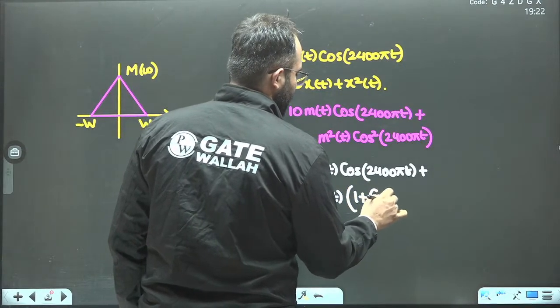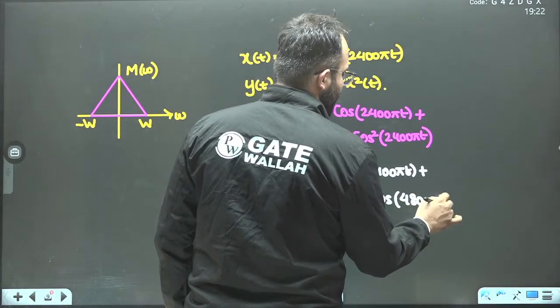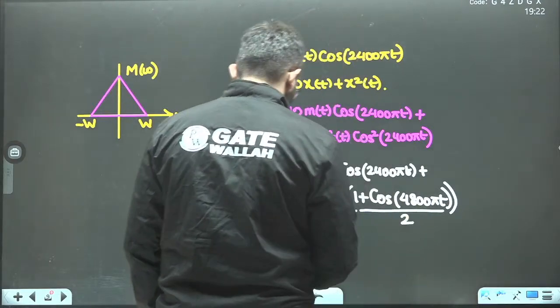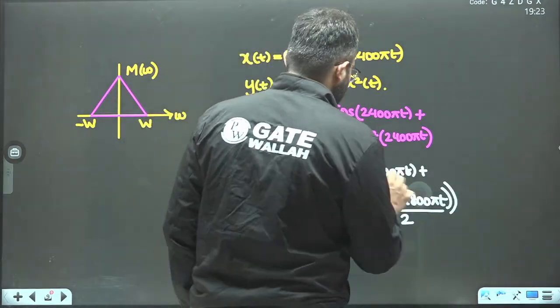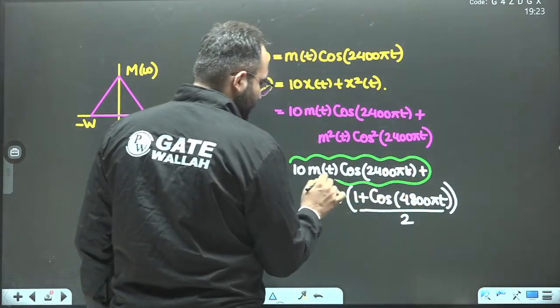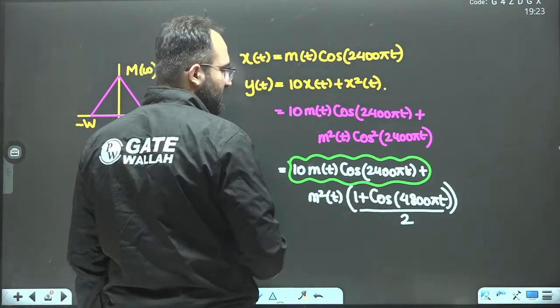1 plus cos of 4800 pi t divided by 2. So here we can see that we have many terms, and this is your x(t) term, right? We want a band pass filter that should give us this term, and it should neglect the term which is shown here.